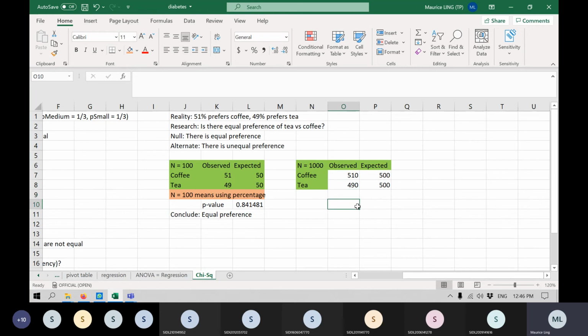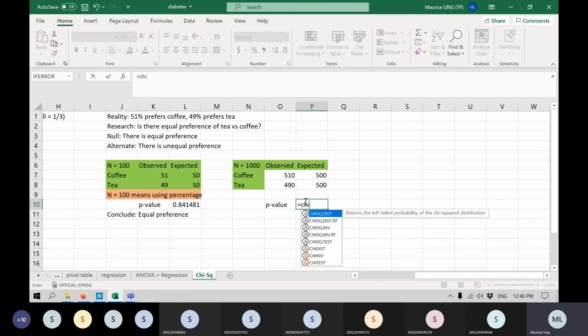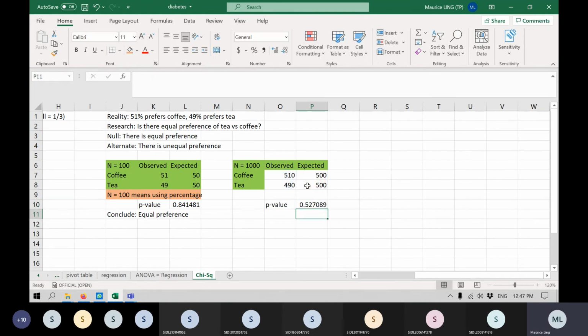Then let's look at your p-value. Let's see what happens. Let's test actual. See, the p-value is actually different. So because the p-value is different, the sample size actually affects the statistic. Although it still will conclude equal preference.